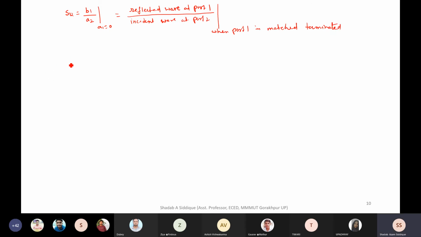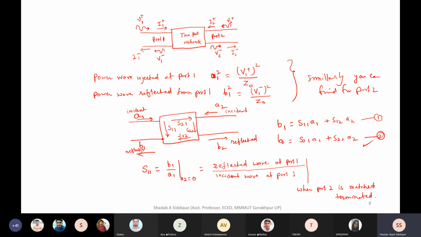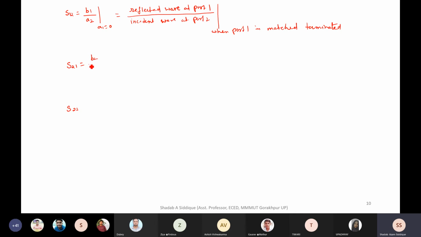Similarly, I can go for S21, and similarly we can go for S22. S21 is nothing but B2 by A1, by taking care that A2 should be equal to 0. And similarly, if you want S22, S22 is B2 by A2, by taking care that A1 is equal to 0. So similarly, you can write it down. What is this B2 here?